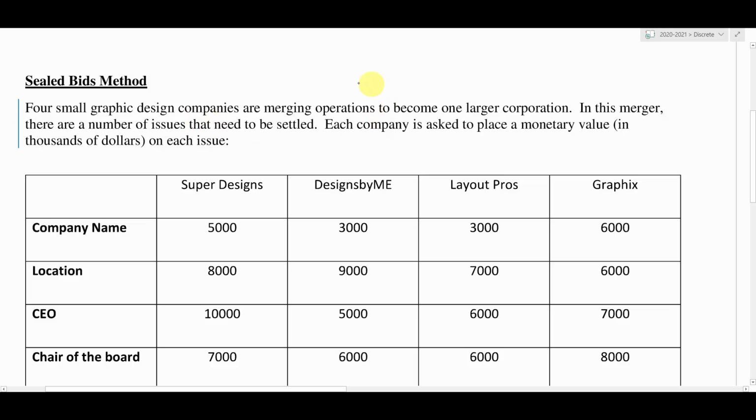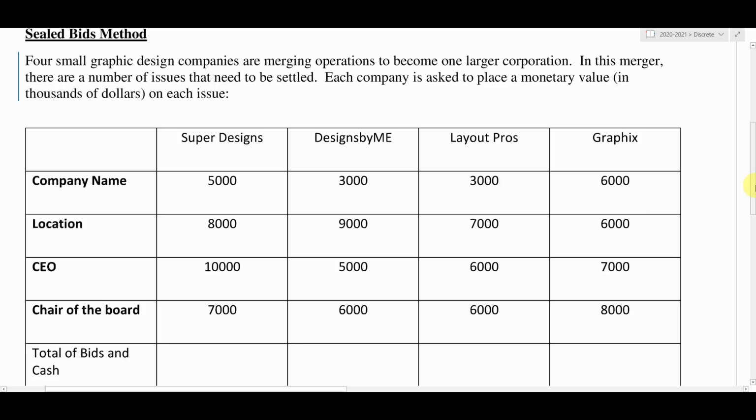All right, so in our example today, what we have are four small graphic design companies that are merging. Okay, so they're going to become one larger corporation, but in this merger, there's a number of issues that need to be settled, such as what is the new company name going to be, where is the location for the headquarters going to be, who's going to be the CEO, who's going to be the chair of the board, right?